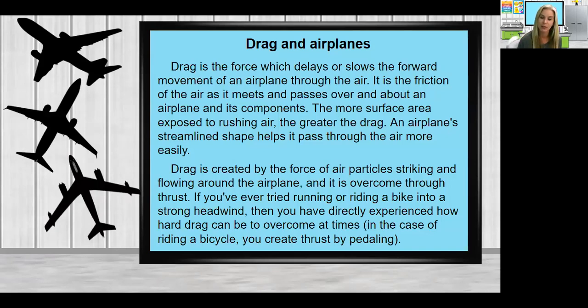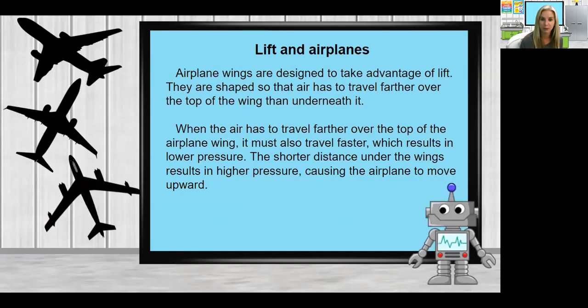In the case of riding a bicycle, you can create thrust by pedaling. So maybe you've experienced that before, playing outside and you're trying to run, but you've got the wind going against you. Then you've been experiencing drag, and you have to overcome that by pushing harder with your feet against the ground to apply more force to move your body.